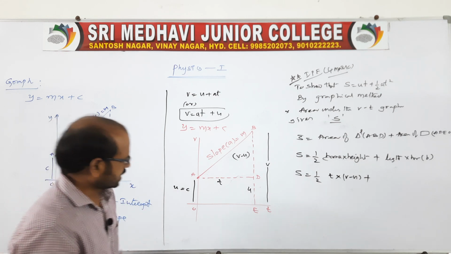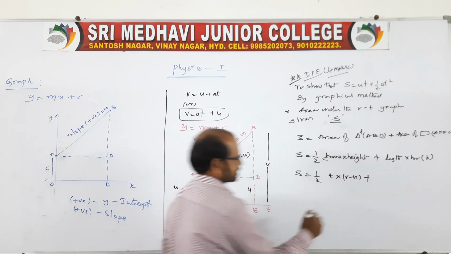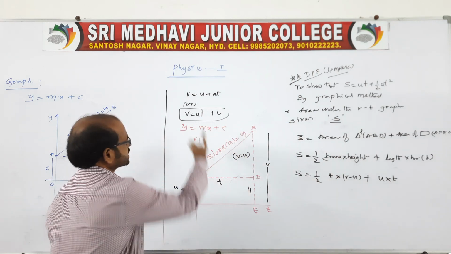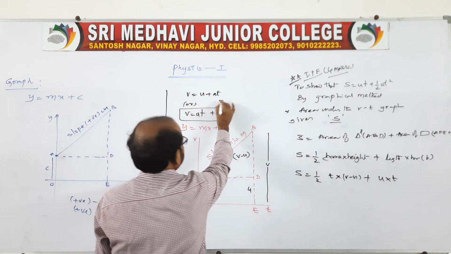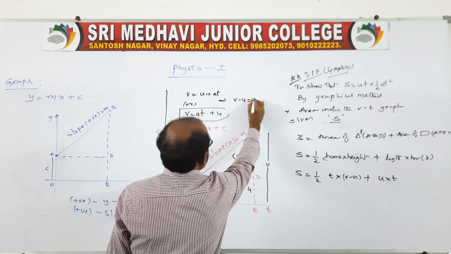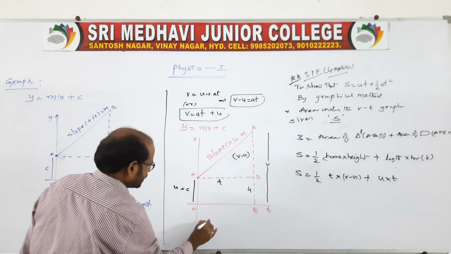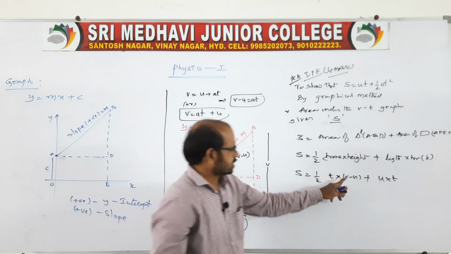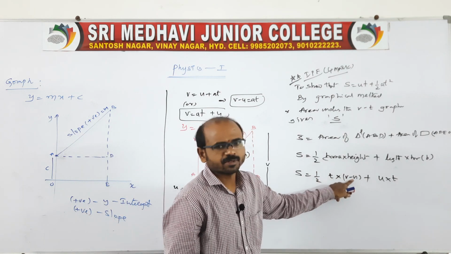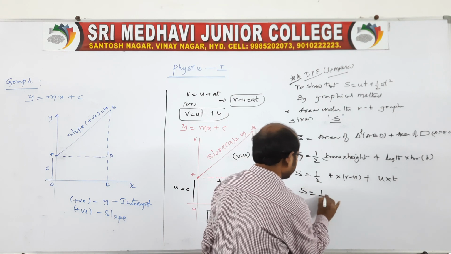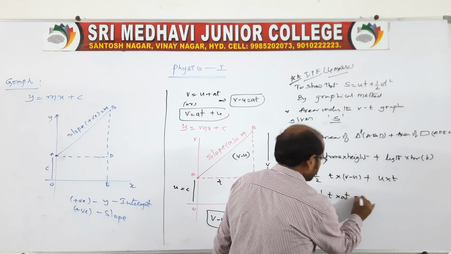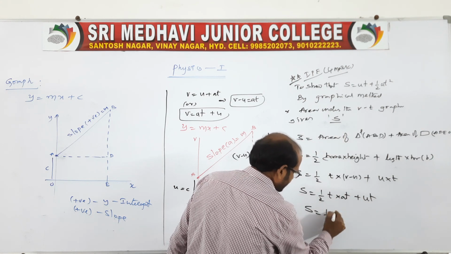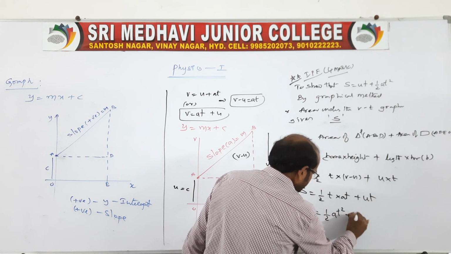Coming to the next one, length into breadth, so u into t. Here v minus u, from this actual expression we can take as a. Here v minus u is equal to 80. So simply here you replace v minus u with 80. Therefore s is equal to 1 by 2 t into 80 plus ut. So s is equal to 1 by 2 t into t, that is t square, plus ut.